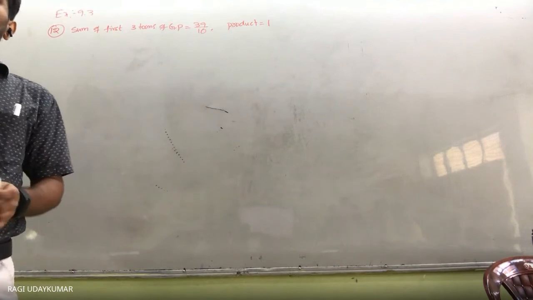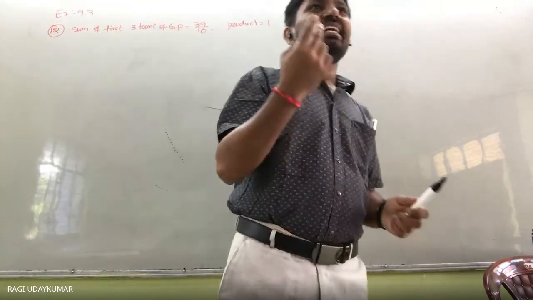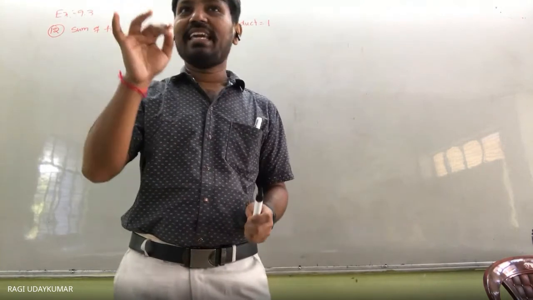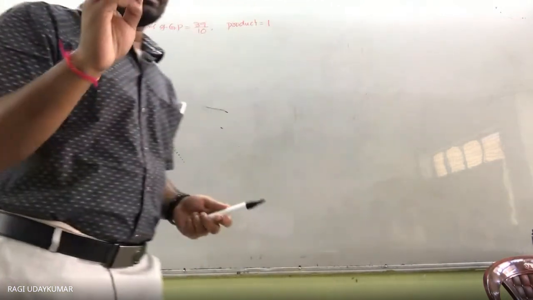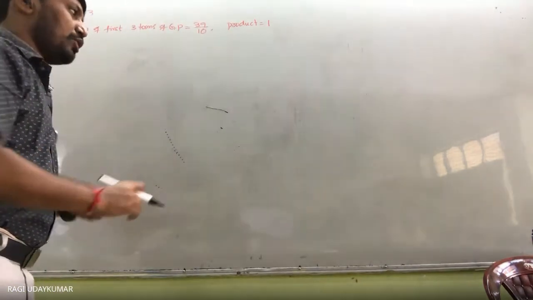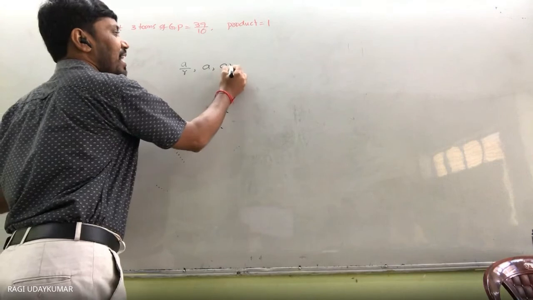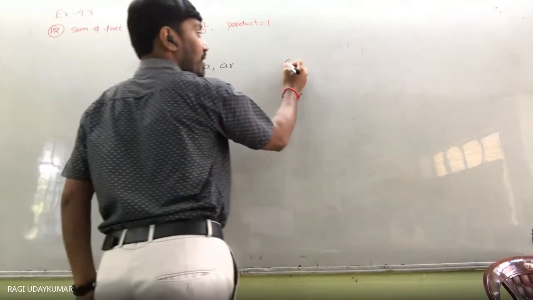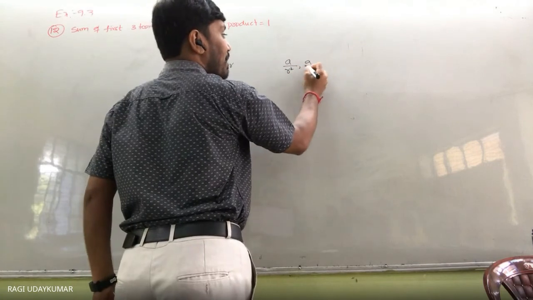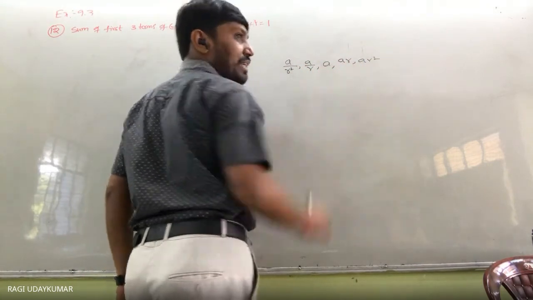Whenever 3 terms are given, we don't consider first term A, AR square. We have already discussed this: if an odd number of terms is given, like 3 terms, they should be taken as A by R, A, AR. If 5 terms are given, take A by R square, A by R, A, AR, AR square.